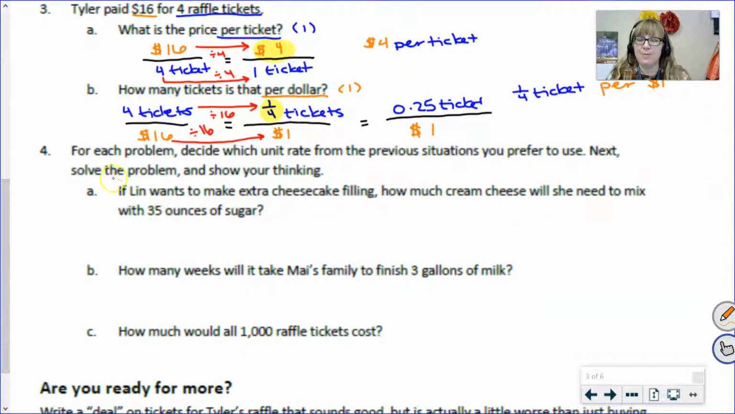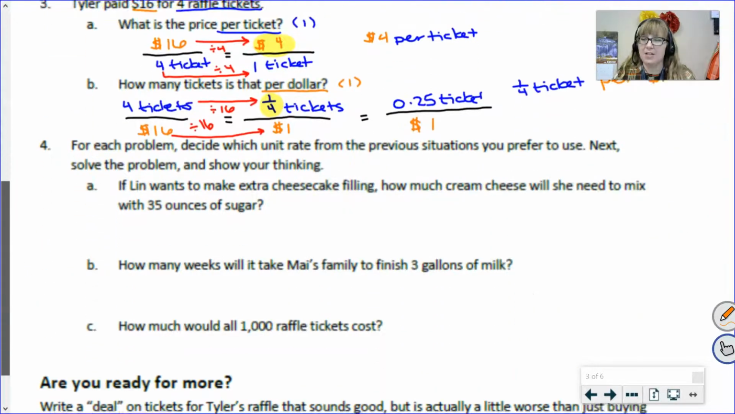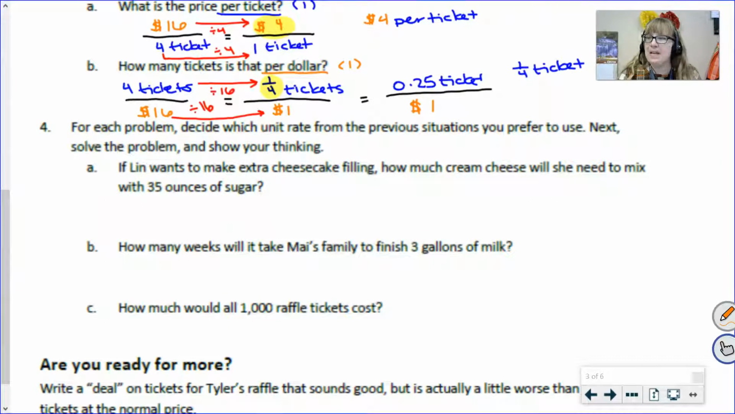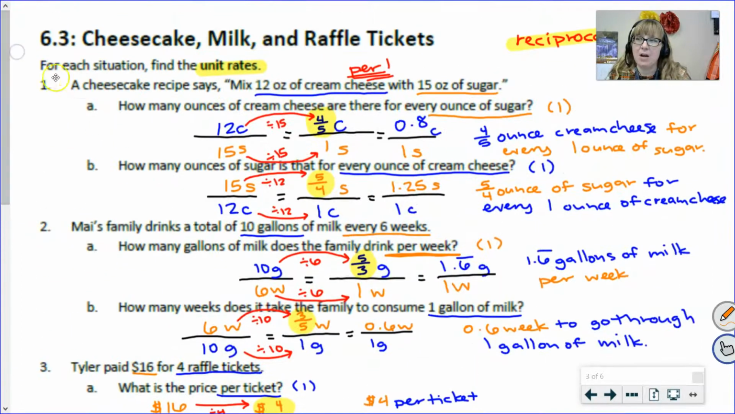Moving on to number 4, we are now tying in all of these previous problems together. It says for each problem, decide which unit rate from the previous situations you prefer to use. We'll talk about what that means when we look at our first one. Next, solve the problem and show your thinking. So if Lynn wants to make extra cheesecake filling, how much cream cheese will she need to mix with 35 ounces of sugar? That means 4A is going to tie in very nicely up here with 1.